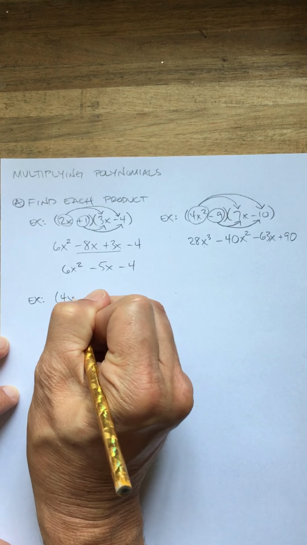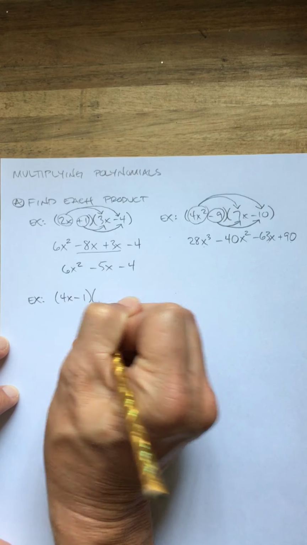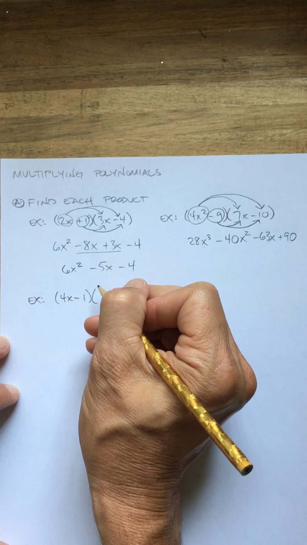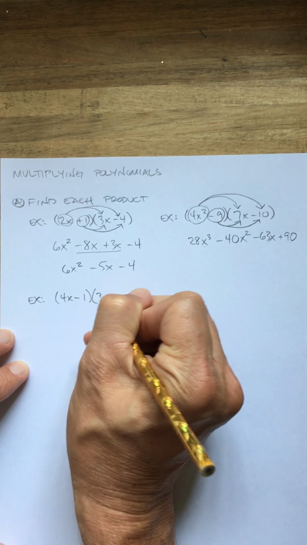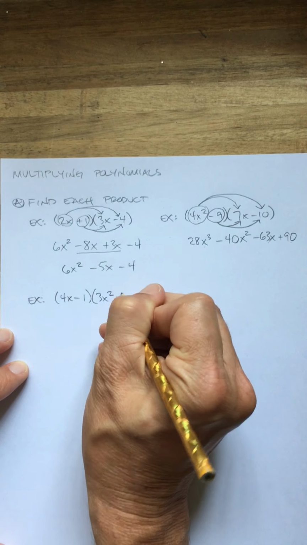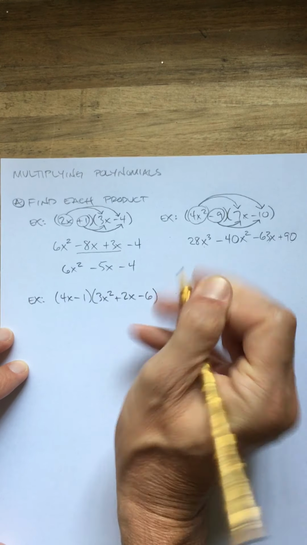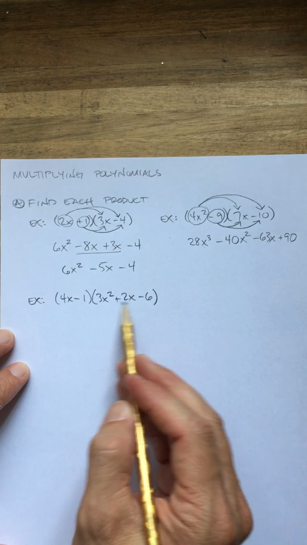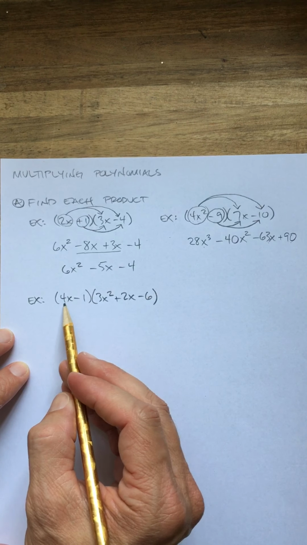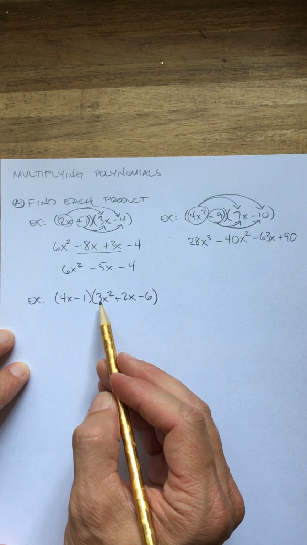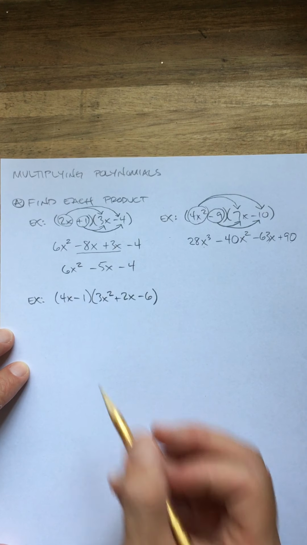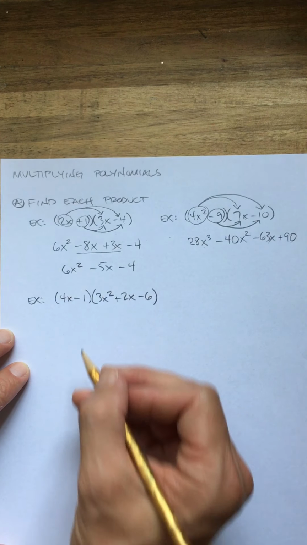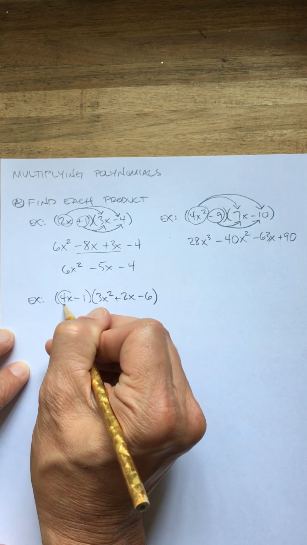We have 4x minus 1 times 3x squared plus 2x minus 6. Oh, no. Now I'm multiplying a polynomial, a trinomial, by a binomial. So now we have a binomial and a trinomial. Okay, but it doesn't matter. We're going to do the same thing. Okay, start with the 4x, right?